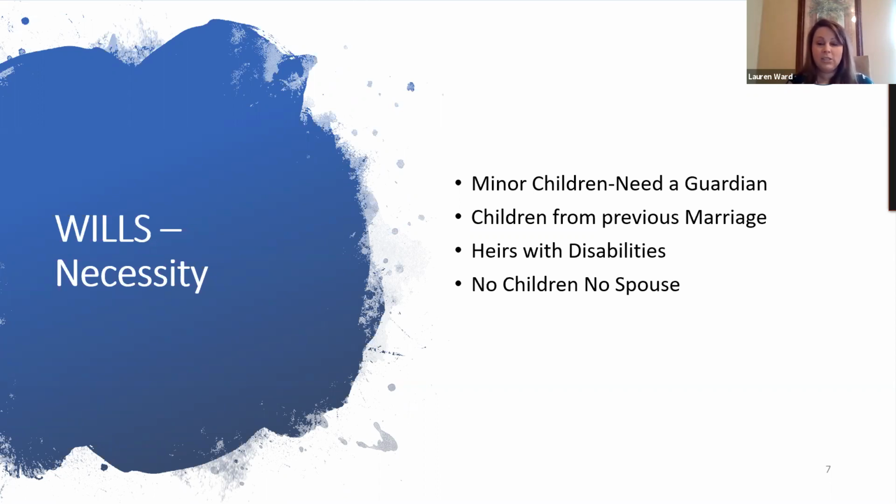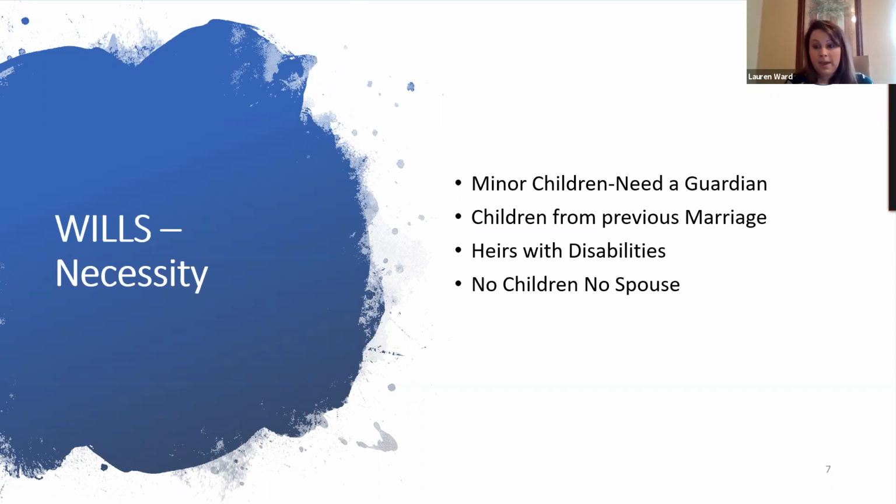If you have heirs that have disabilities, such as people that are receiving government benefits, Medicaid, SSI, you want to have a will for them because you don't want them to inherit directly or they may lose their government benefits. I think that is definitely a time where a will is a necessity.